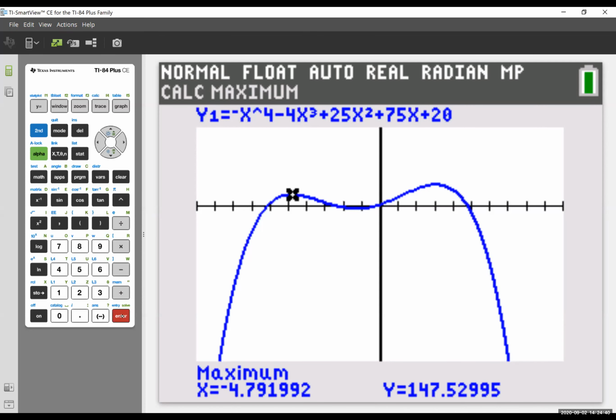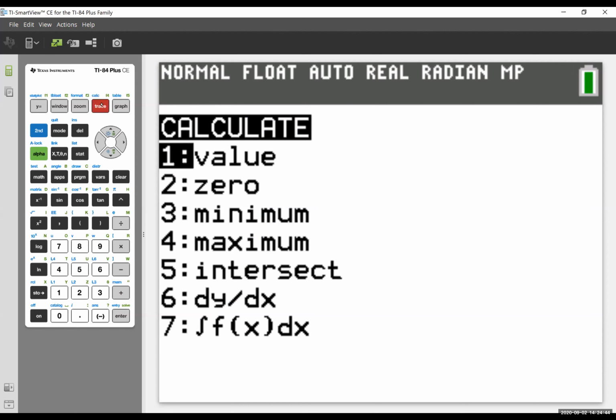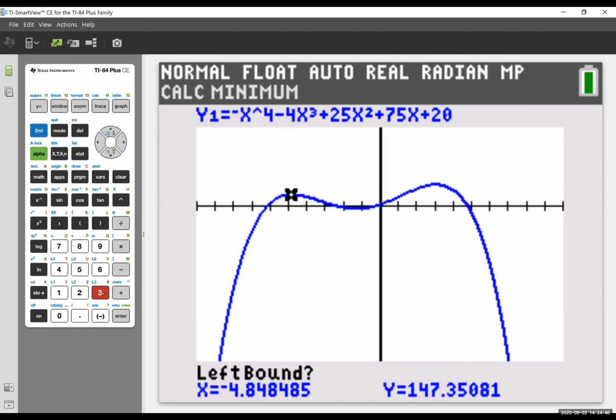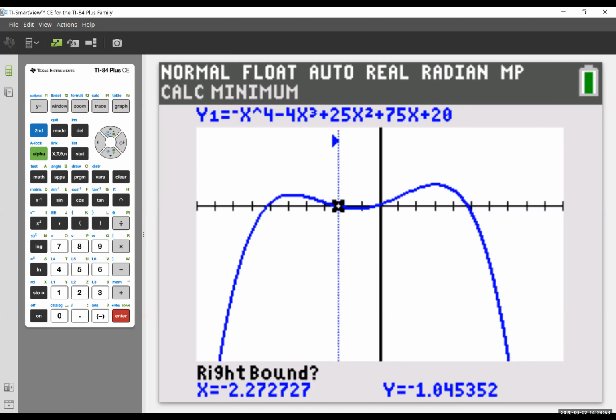But while I have my TI screen up, let's do another calculation. I'm going for the one in the middle. I'm going to do a minimum. So I'm going to move over a little, left bound. Looks like we're maybe around here. And a little right bound. Move over. So now it looks like we have a local minimum.